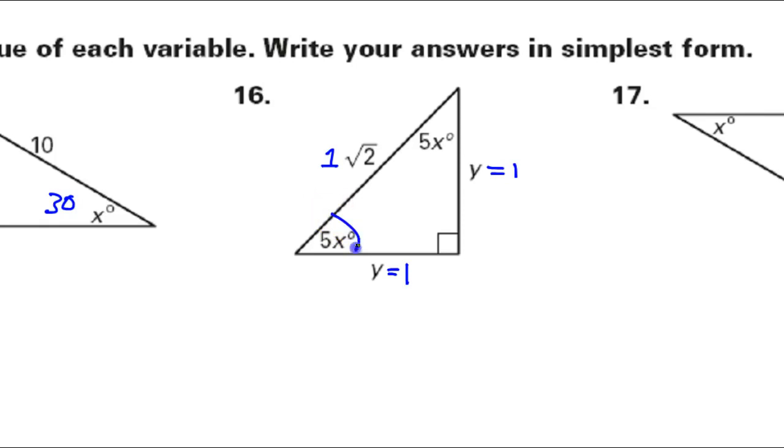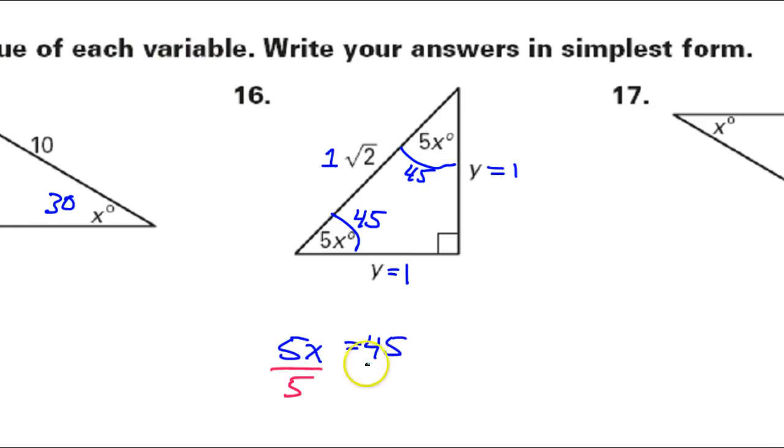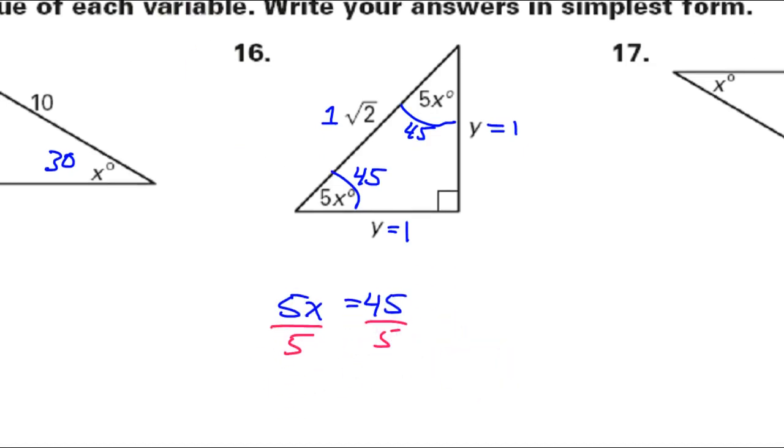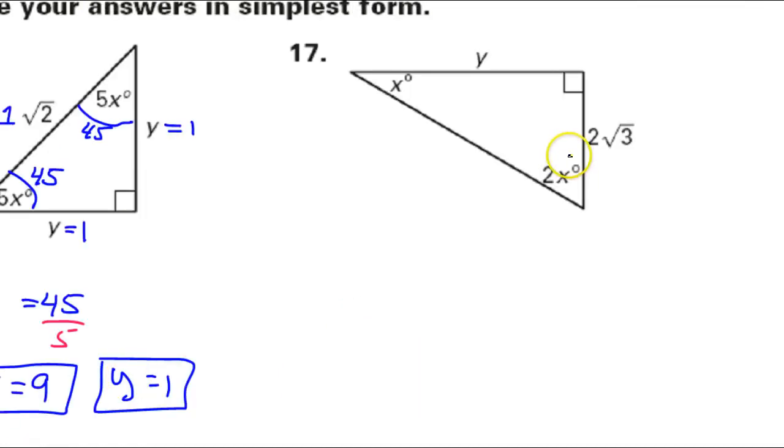Meanwhile, these angles, isosceles, base angles, the angles have to be 45 degrees, right? So look at the little equation I have. 5x must equal 45 degrees. So to find x, just divide by 5. So that's going to give us x is equal to 9. Alright, so x is equal to 9 and y is equal to 1. Okay, 2 radical 3 is the short leg.